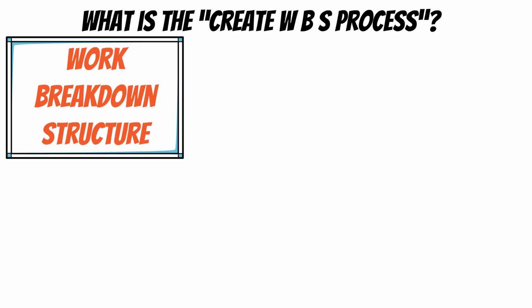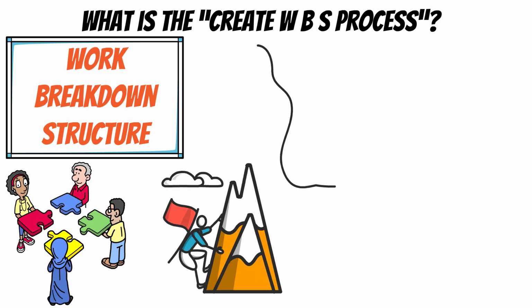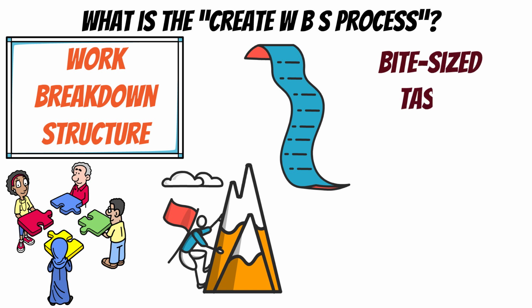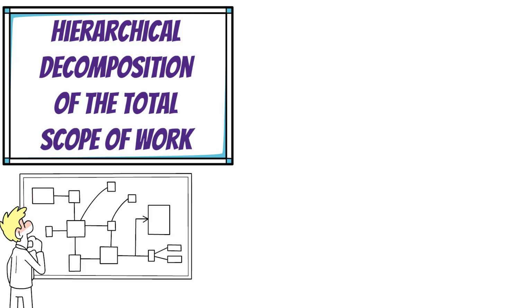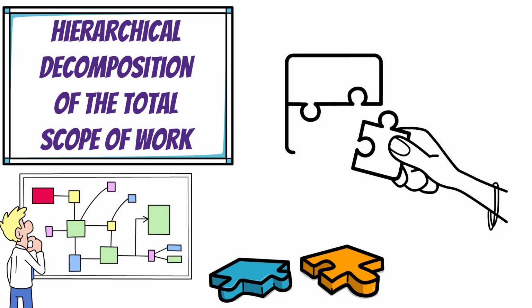So, what is the Create WBS process? WBS stands for Work Breakdown Structure. And this process is all about breaking the project down into smaller, more manageable pieces. Think of it like turning a giant, intimidating to-do list into bite-sized tasks that are easier to tackle. The WBS is a hierarchical decomposition of the total scope of work, meaning we start with the big picture and break it down into smaller and smaller pieces until we reach manageable work packages.